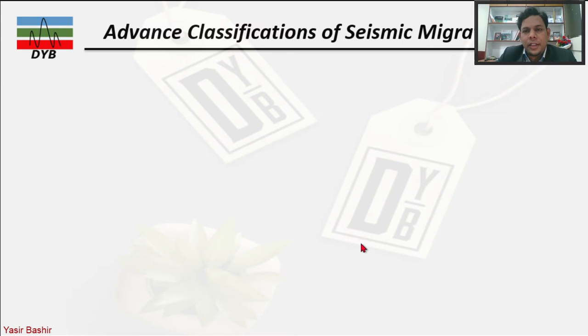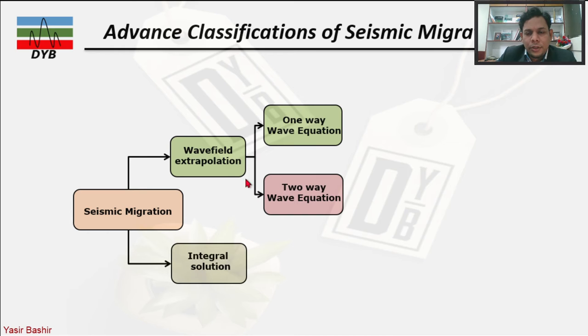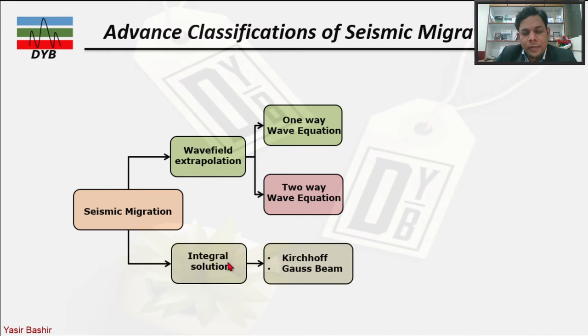Now we'll look at the advanced classification of seismic migration. As I mentioned, there are two wave theories: wave field extrapolation and integral solution. These are the two main classifications of seismic migration. Now we'll look at wave extrapolation in more detail. It has two further classifications: the one-way wave equation and the two-way wave equation. For the integral solution, normally we follow Kirchhoff migration or Gaussian beam migration. So those are the two for the integral solution. But in wave field extrapolation, we have the further classification of one-way and two-way wave equation.